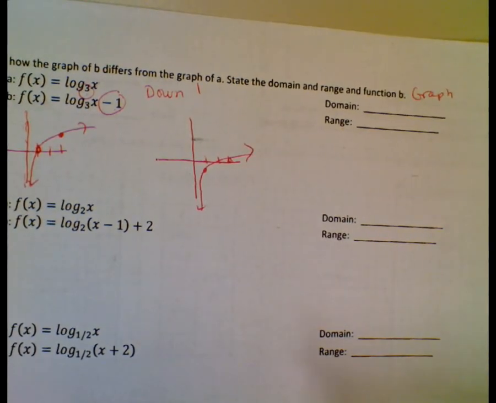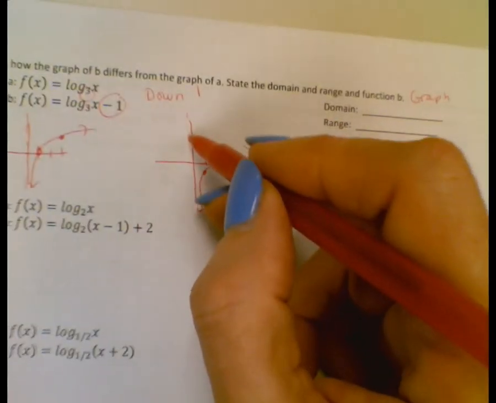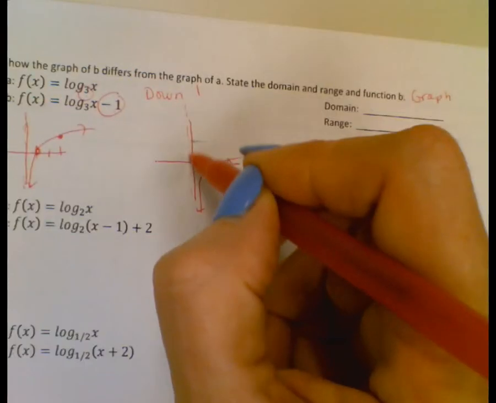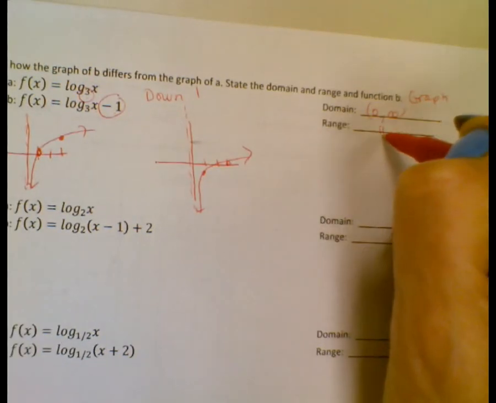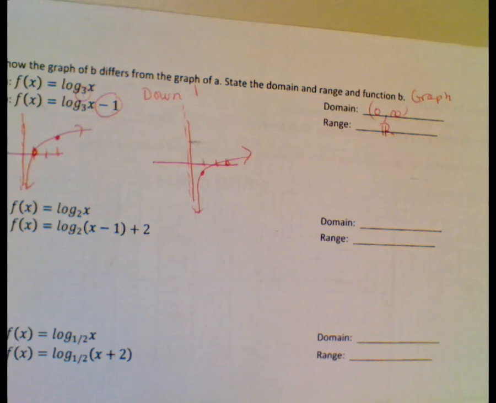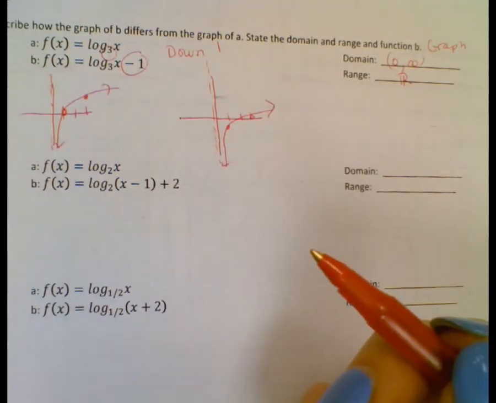You can graph it on the calculator to see that. But for the domain, since there's no parentheses, the asymptote did not move. So your domain is 0 to infinity. Range is all real numbers. Now it's when you have parentheses that it makes a difference in the domain.